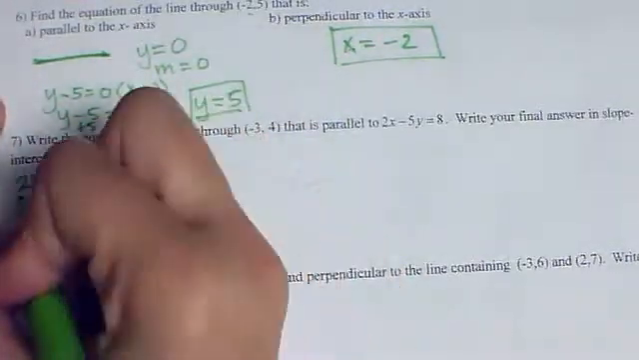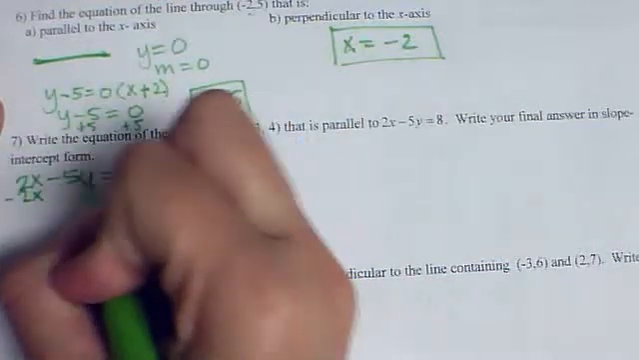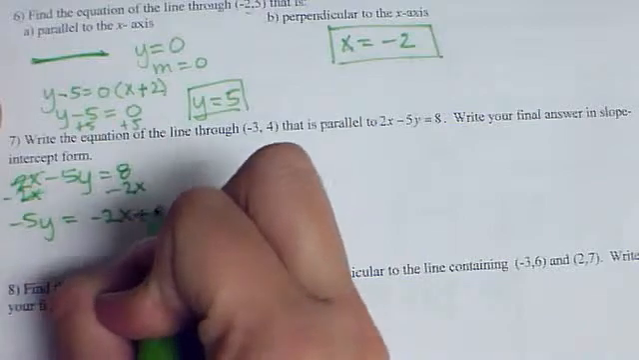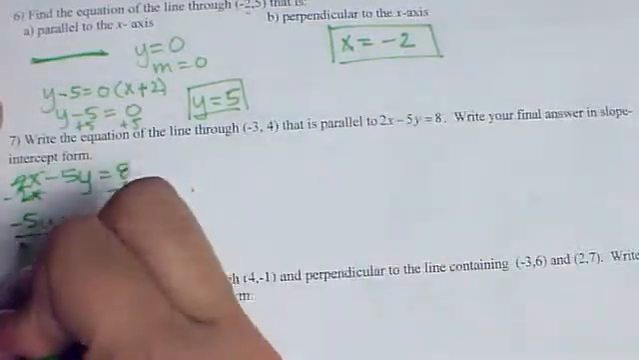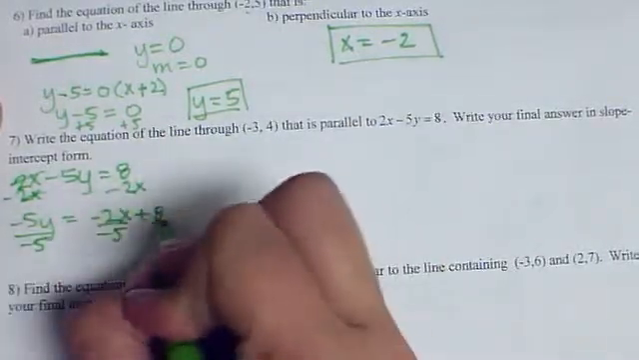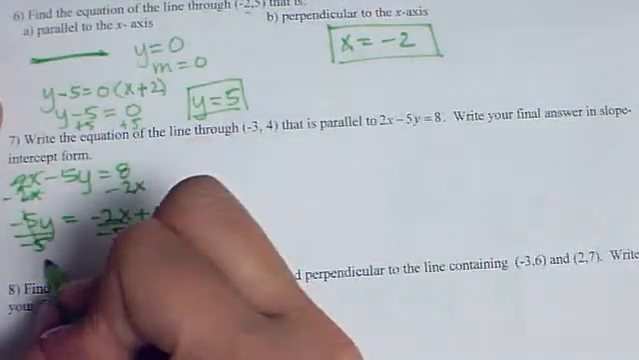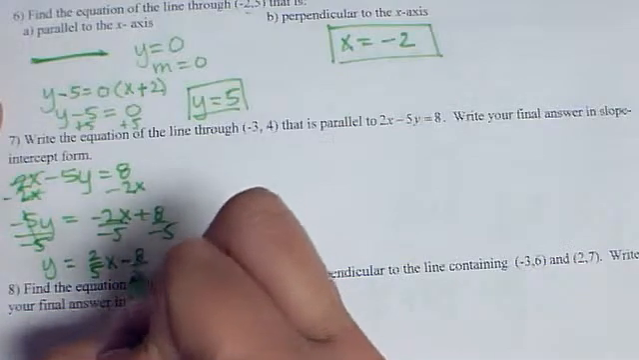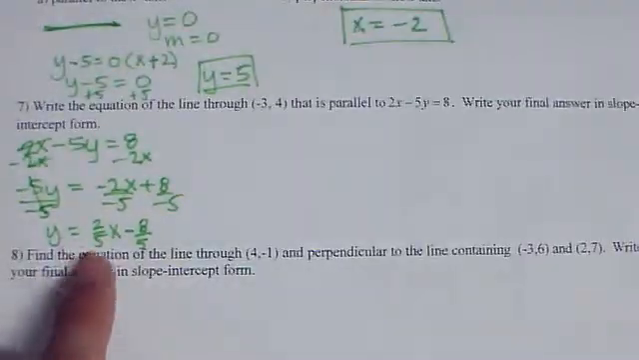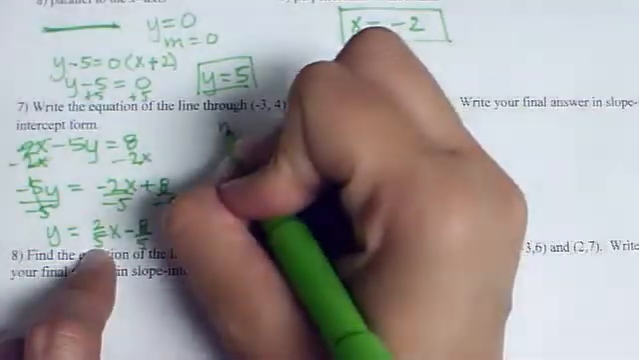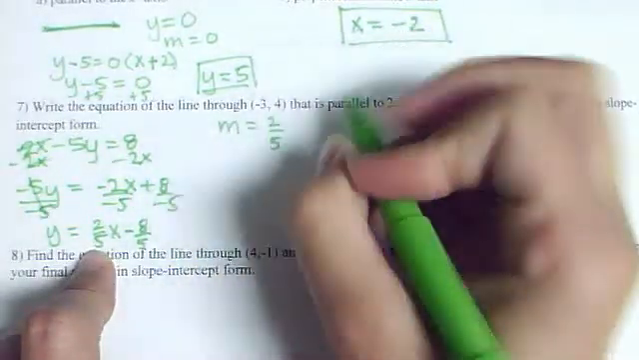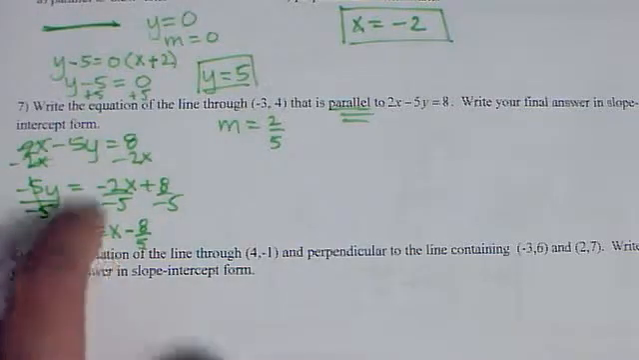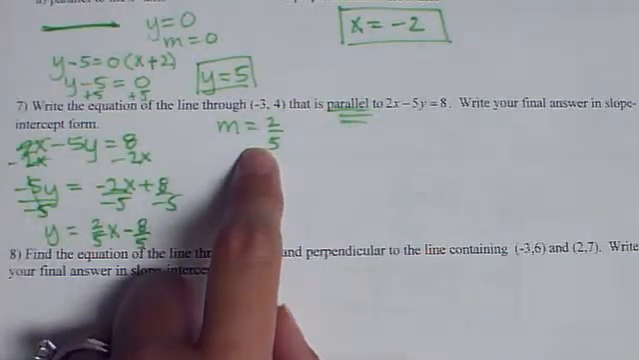I'm going to get y by itself by subtracting 2x from both sides. Negative 5y equals negative 2x plus 8. Divide both sides by negative 5. And y equals 2/5 x minus 8/5. The only important thing here for our purposes is the slope of 2/5. That's what we needed. Because we're looking for a parallel line, and we just said that parallel lines have the same slope. Now you have a point and a slope with which to make an equation.